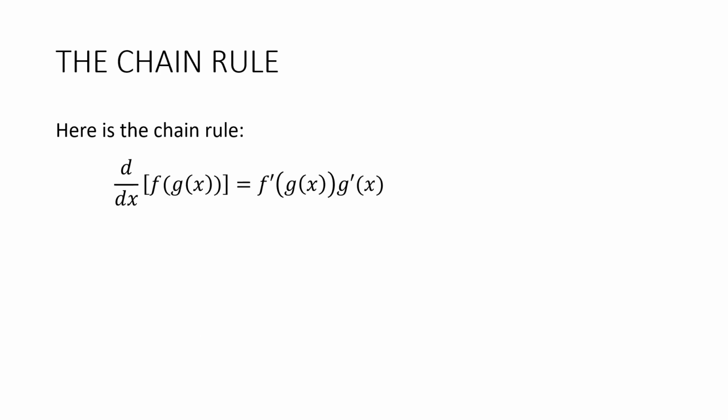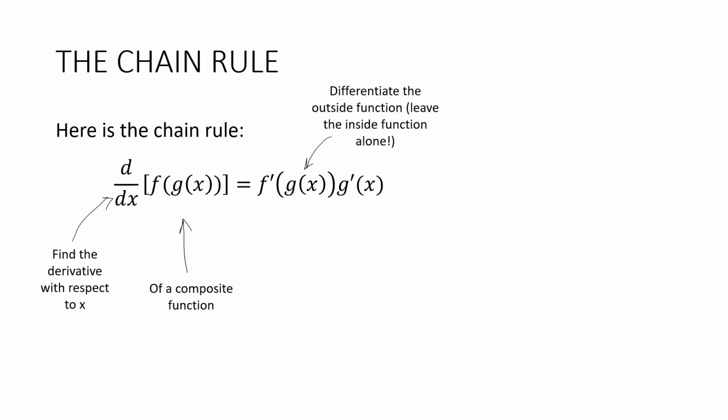So here's the chain rule. If we want to find the derivative with respect to x of a composite function, then we differentiate the outside function, so we find f dashed of g of x, we leave that inside function alone, and then we multiply by the differentiation of the inside function.